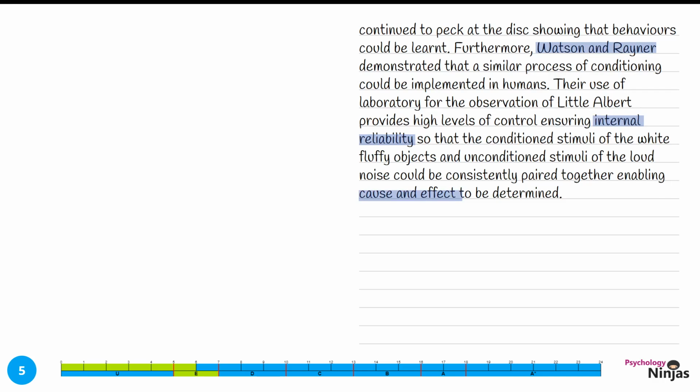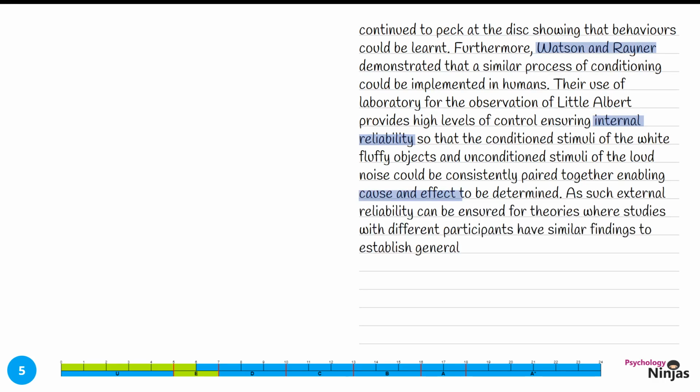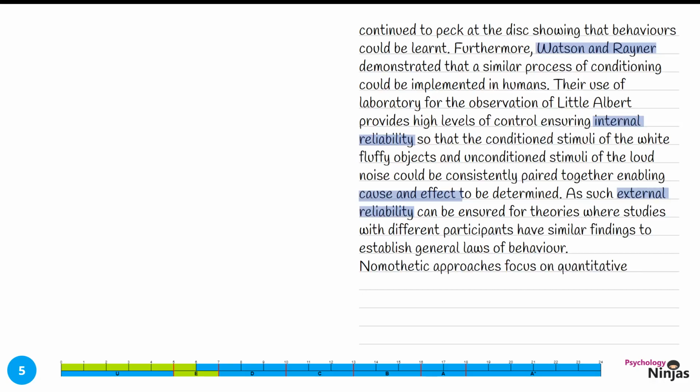We're going to give a final judgment about the usefulness of using nomothetic approaches. As such, external reliability can be ensured for theories where studies with different participants have similar findings to establish general laws of behaviour. We've given a clear conclusion surrounding external reliability this time, talking about replications with different participants having similar findings. We're going to return once again to explaining nomothetic approaches.